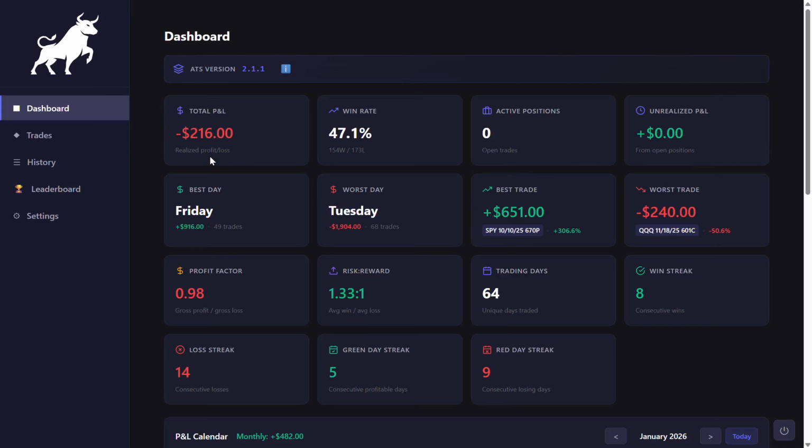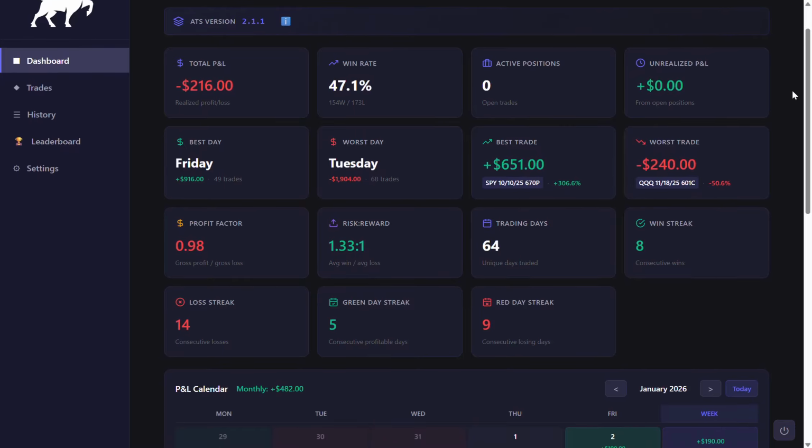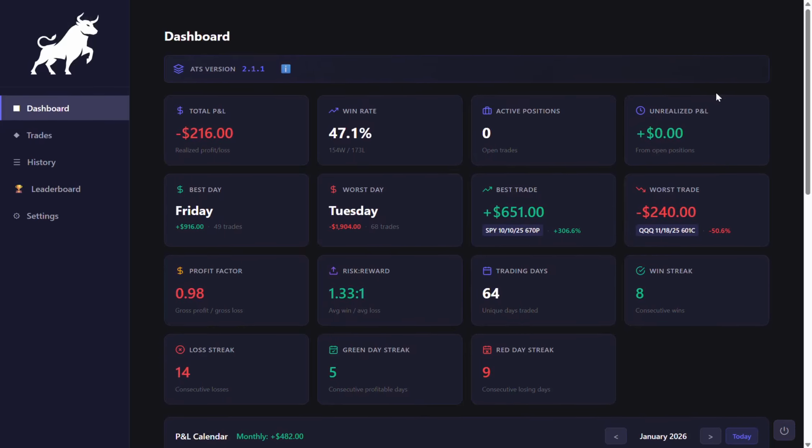Don't worry about this P&L on this account that much. This is a test account that we use to test new features and updates before we push them out to the community.